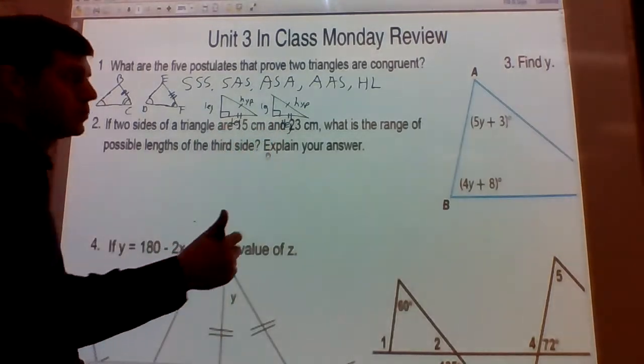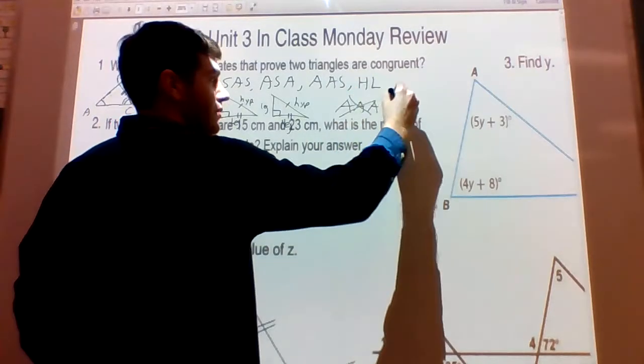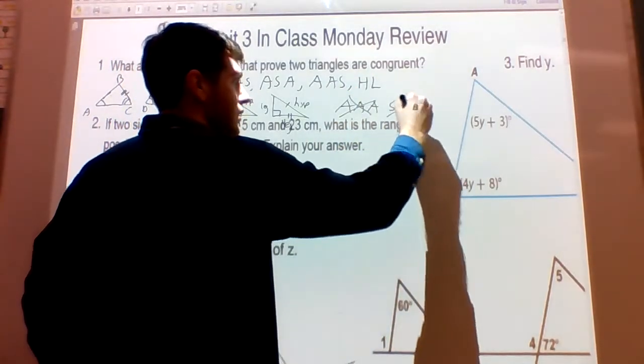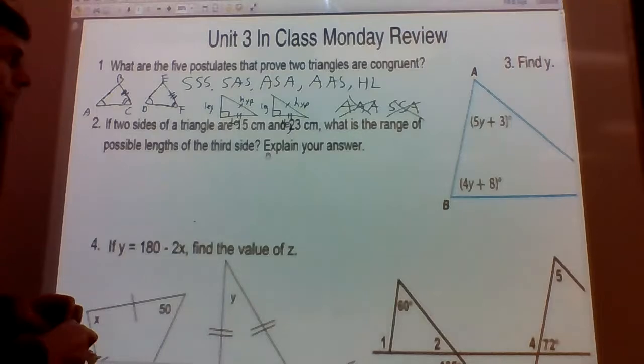Okay, the 2 postulates we do not have are angle, angle, angle, and side, side, angle. If you get one of those combinations, we cannot use those to prove that triangles are congruent.